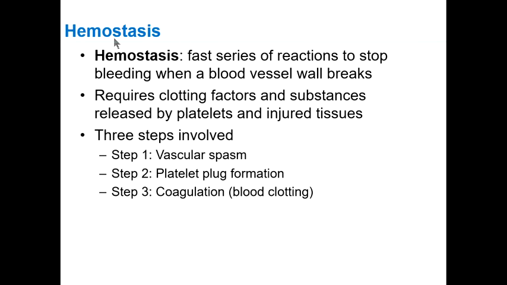Hemostasis literally means stop blood or stop the bleeding. It's a fast series of reactions, and we're trying to stop bleeding when a blood vessel ruptures or if the wall breaks. We need a lot of clotting factors and substances, which we're going to go through. These are mainly proteins that exist in the blood and in the tissues, and substances released by the platelets themselves are needed as well. So hemostasis will exist in 3 steps: vascular spasm, platelet plug, and coagulation. So our job here in this video is to go through these 3 steps of hemostasis.